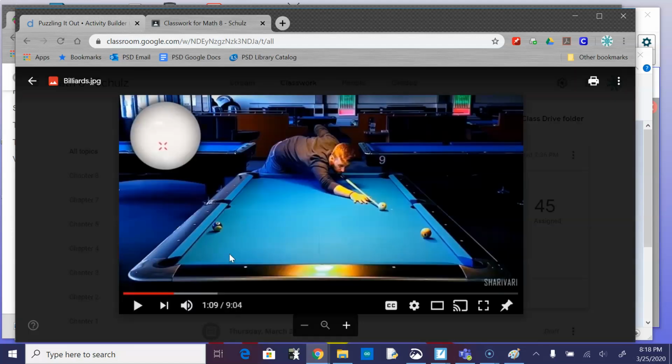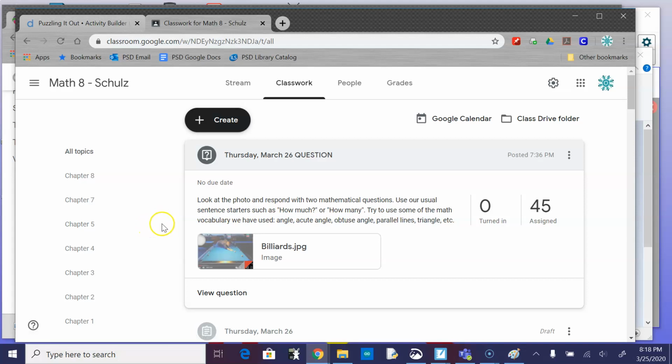So the picture looks like this. If you can put some thinking into what are some good mathematical questions related to that picture and angles. And then go back to the stream, click on the field, enter your questions, and click submit. Okay, that's the first part.